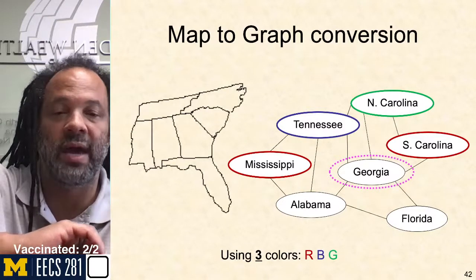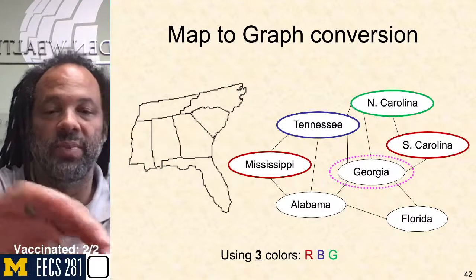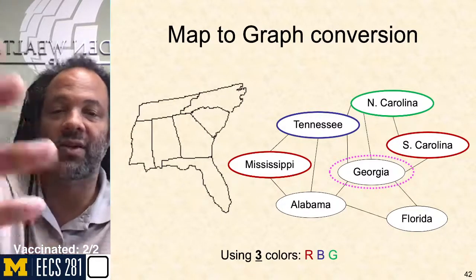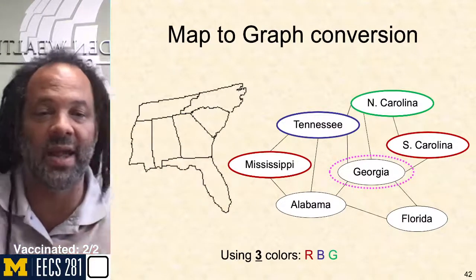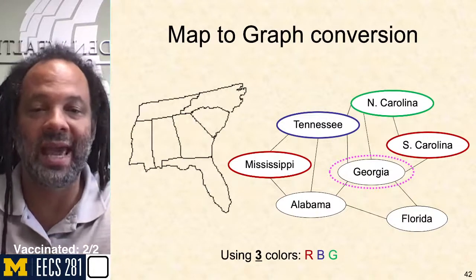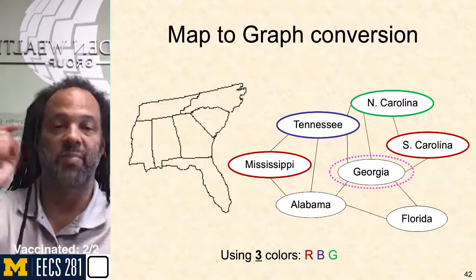Okay, well, how about if I try to color Georgia blue? Well, I can't color Georgia blue because it's adjacent to Tennessee, and that's already blue, so that's a violated constraint. What if I color Georgia red? Well, it's adjacent to South Carolina, and that's red already as well, so I can't color Georgia any one of these colors without violating a constraint, so let's backtrack.